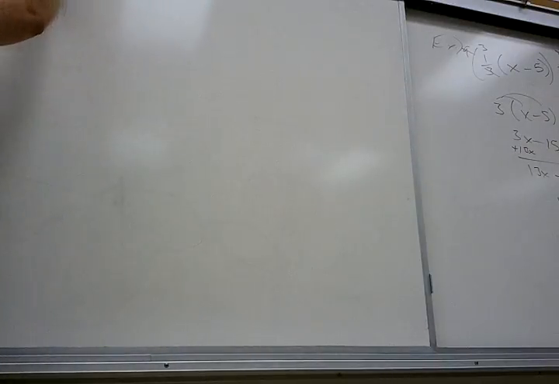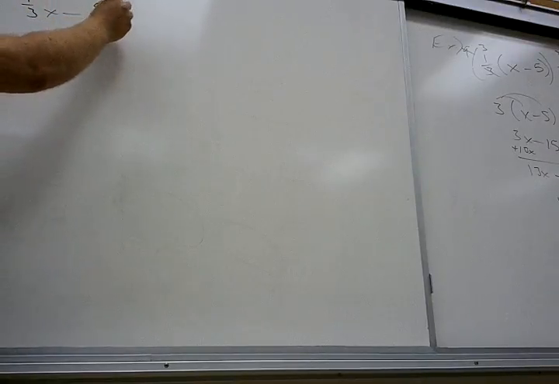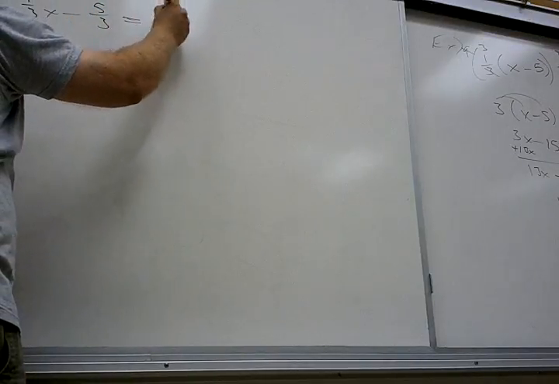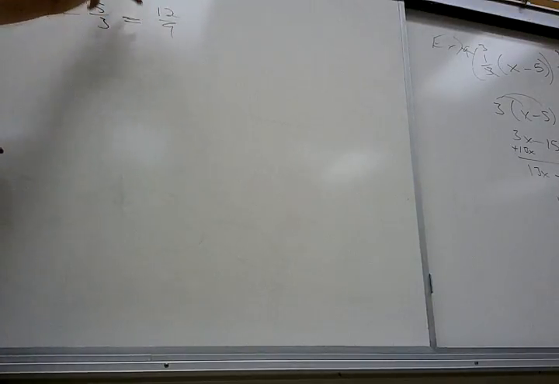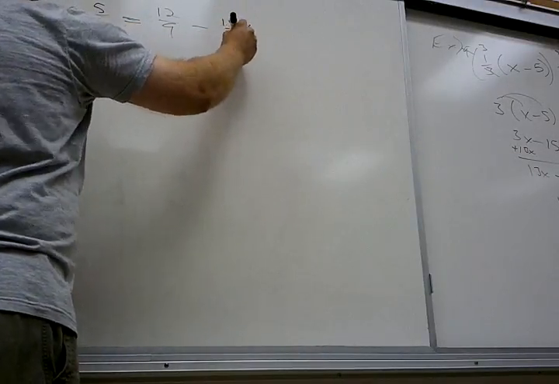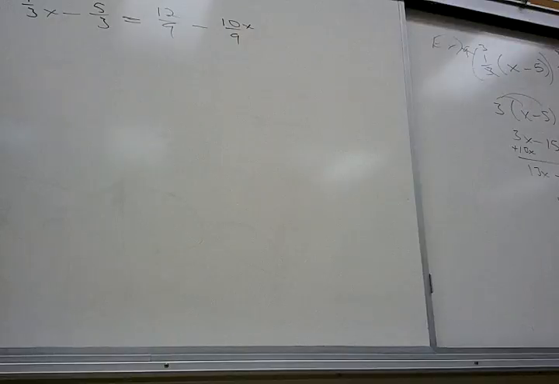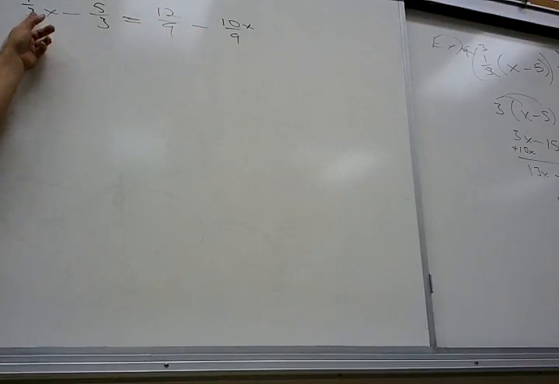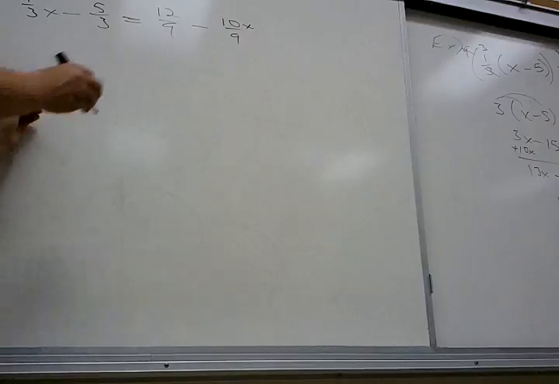Okay, so if you were to keep the fractions, what would you get here? 1/3 x minus 5/3 equals 12/9 minus 10x/9. You could reduce, but we can reduce now. It's still the same problem, you just have fractions that you work with. So we could add the 10/9 x over, and we'll need an LCD there, right? 9.